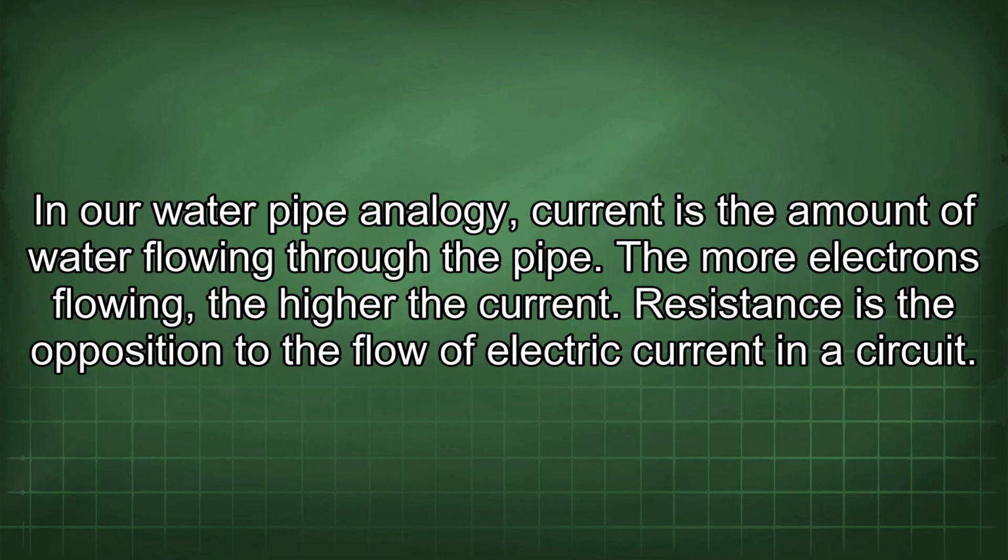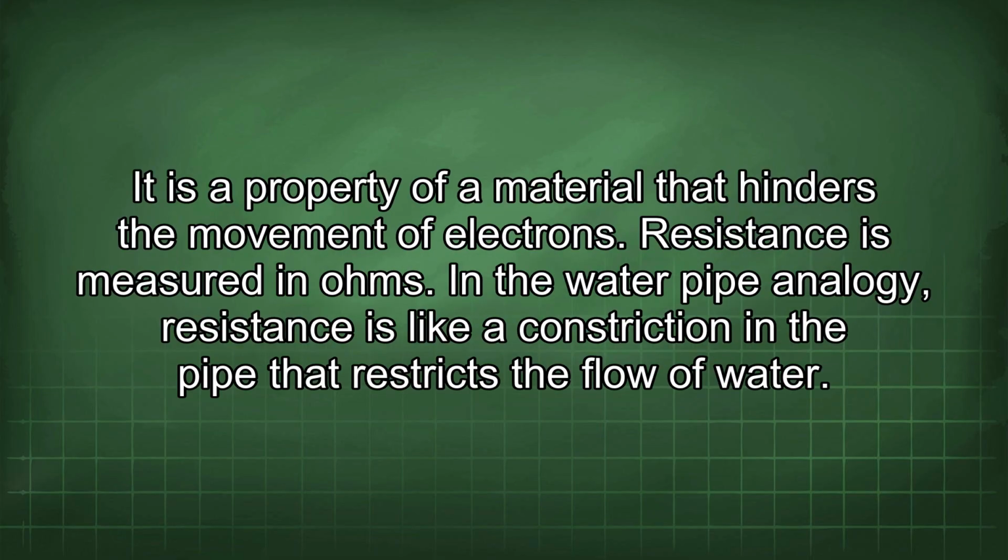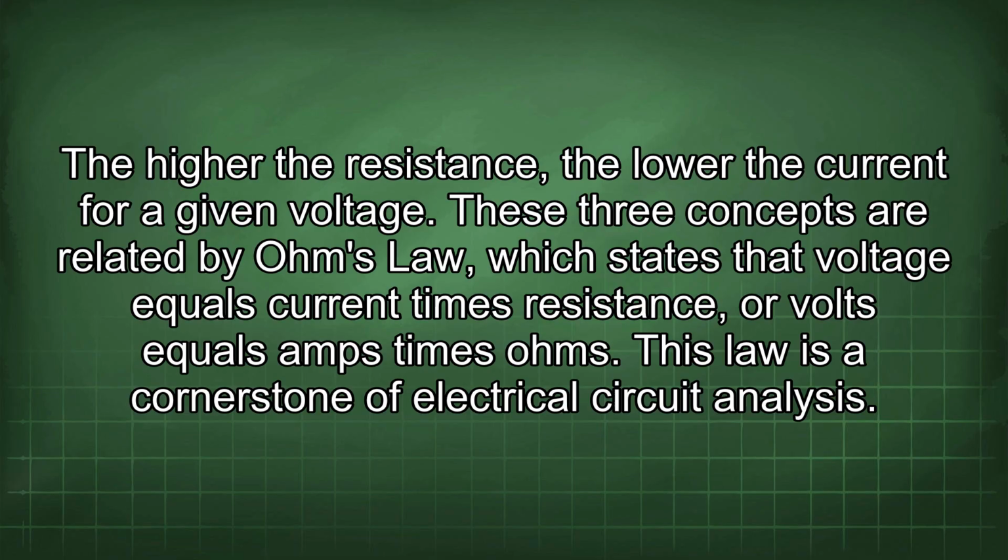Resistance is the opposition to the flow of electric current in a circuit. It is a property of a material that hinders the movement of electrons. Resistance is measured in ohms. In the water pipe analogy, resistance is like a constriction in a pipe that restricts the flow of water. The higher the resistance, the lower the current for a given voltage.